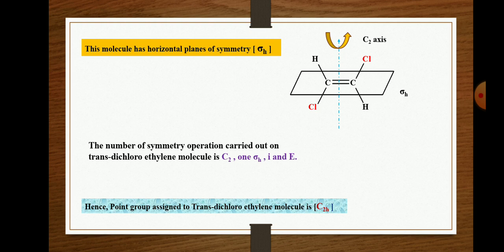Now just tell me, there is no vertical plane present because no mirror image is observed in the molecule. And when you consider the order of the group, again we find 1, 2, 3, 4. So for the trans dichloroethylene molecule, the order of the group is 4.